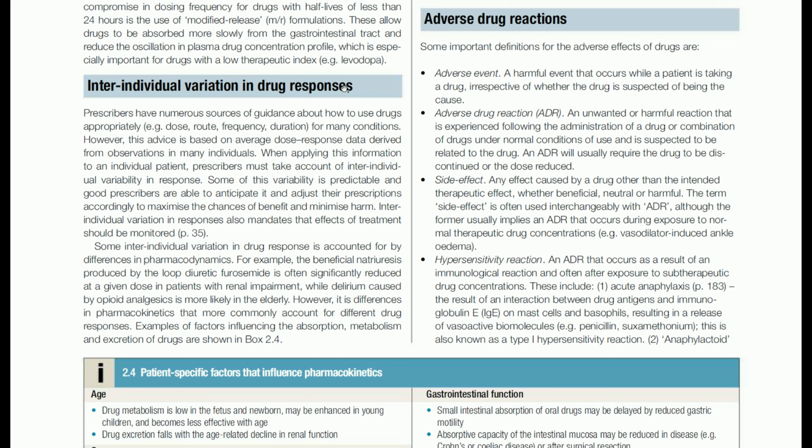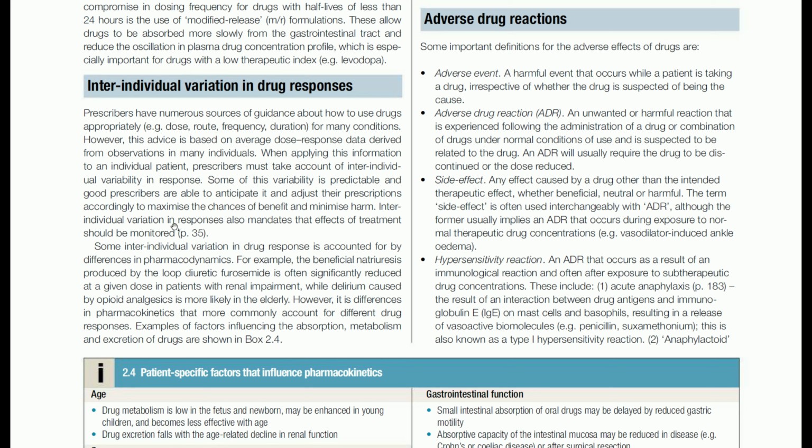Inter-individual variation in drug responses. Prescribers have numerous sources of guidance about how to use drugs appropriately, for example dose, route, frequency, and duration for many conditions. However, this advice is based on average dose response data derived from observations in many individuals. When applying this information to an individual patient, prescribers must take account of inter-individual variability in response. Some of this variability is predictable, and good prescribers are able to anticipate it and adjust their prescriptions accordingly to maximize the chances of benefit and minimize harm.